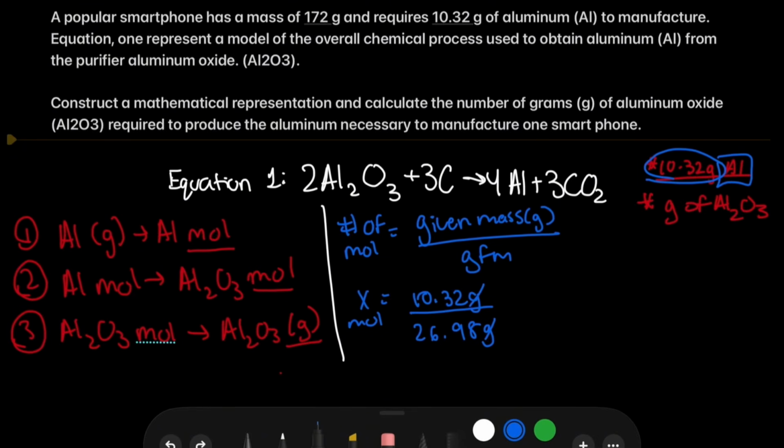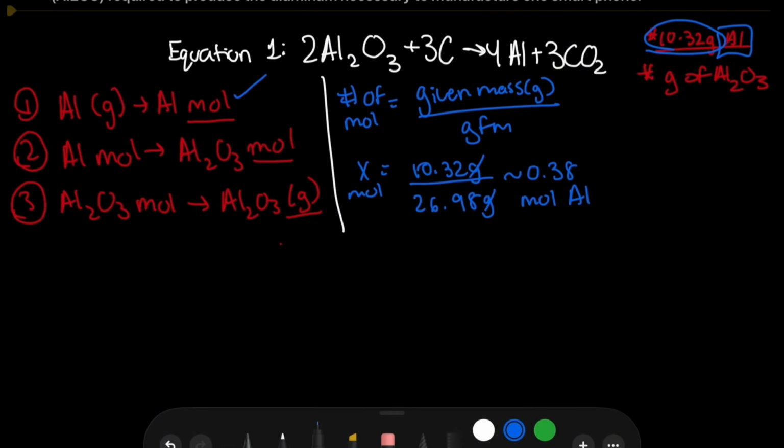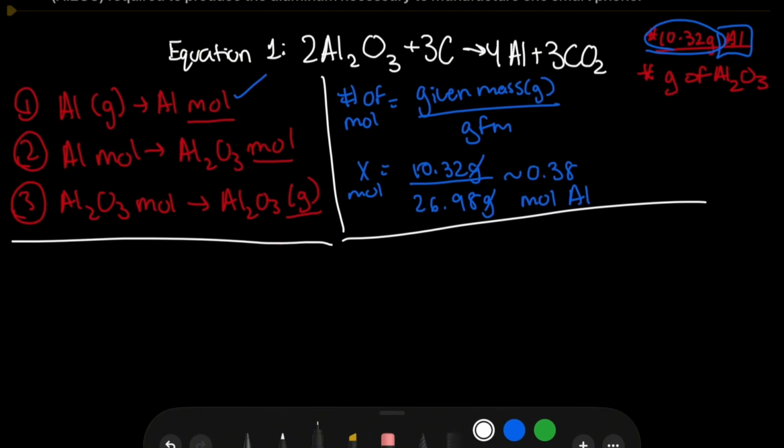So you're going to put 10.32 divided by 26.98 in your calculator, and you're going to get around 0.38 moles, right? So these are specifically moles of aluminum. We have step 1 done. We've converted the grams of aluminum into the moles of aluminum. So that was step 1. Now step 2, let me just label this. This is 1, 2. Now we have to convert these moles of aluminum into moles of aluminum oxide.